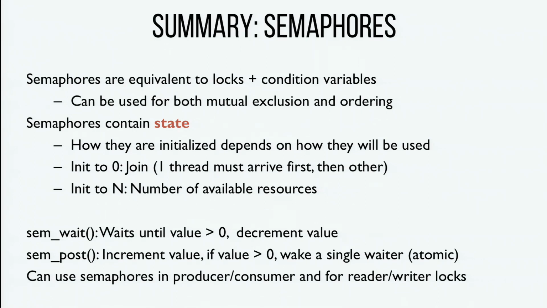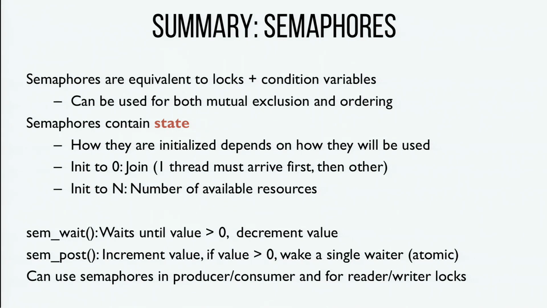When you initialize the state to 0, then the first thread that calls wait is stuck there for a while. It's waiting until the value is greater than 0. So that thread needs to wait until another thread calls post. That other thread increments the value, it will now be 1, so it will wake up a single waiter, and that thread that was waiting wakes up. So no locks with semaphores. It's doing those things all within the semaphore wait and post.